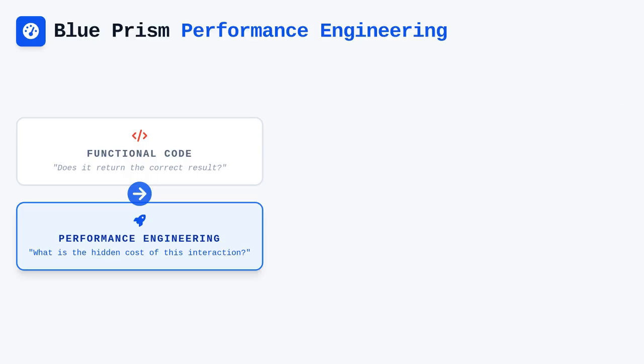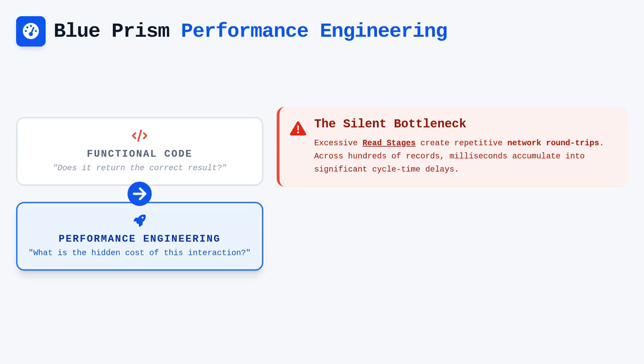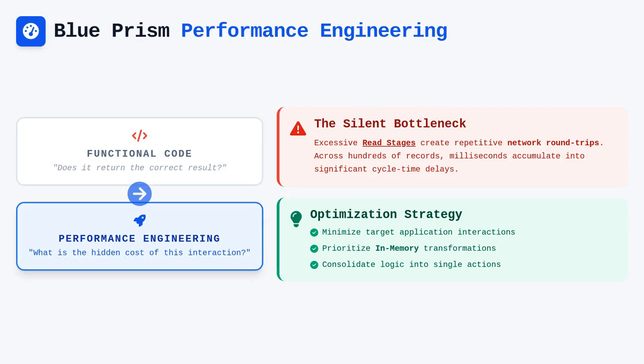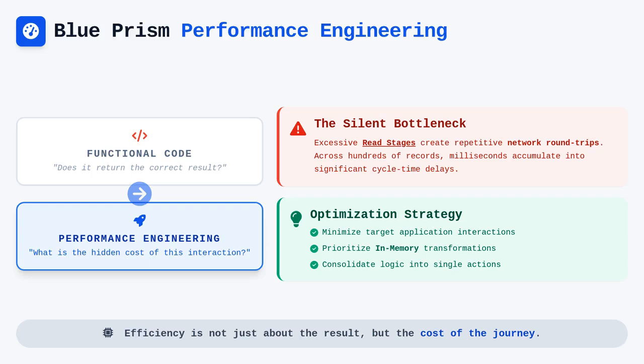A sequence of read stages might look elegant in Process Studio, yet each one represents a network round trip that consumes precious milliseconds. When you scale this across hundreds of records, these silent accumulations become significant bottlenecks that impact the total cycle time. You should always aim to minimize these interactions by evaluating the necessity of each stage. If you can perform a calculation or a transformation in memory within a single action, avoid reaching out to the target application multiple times.